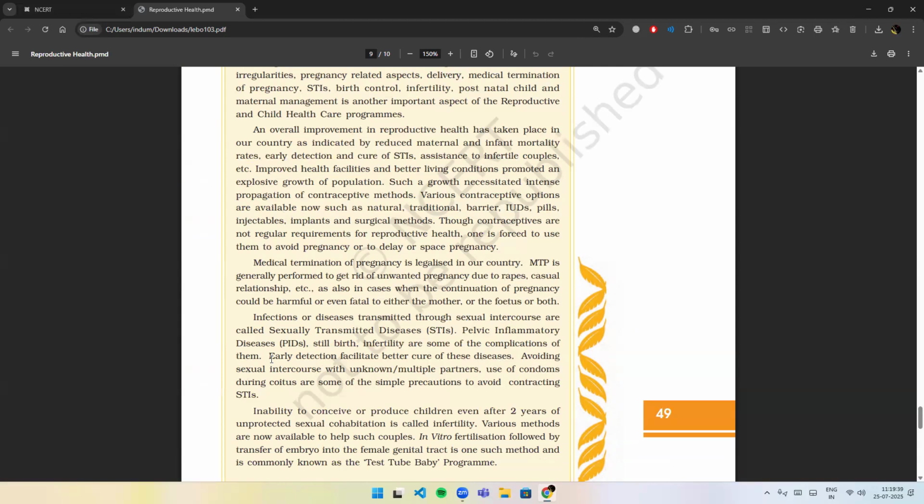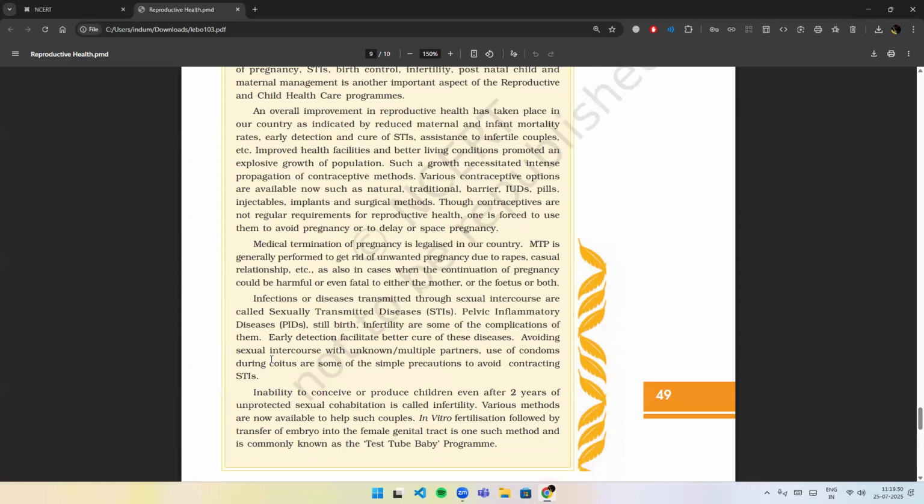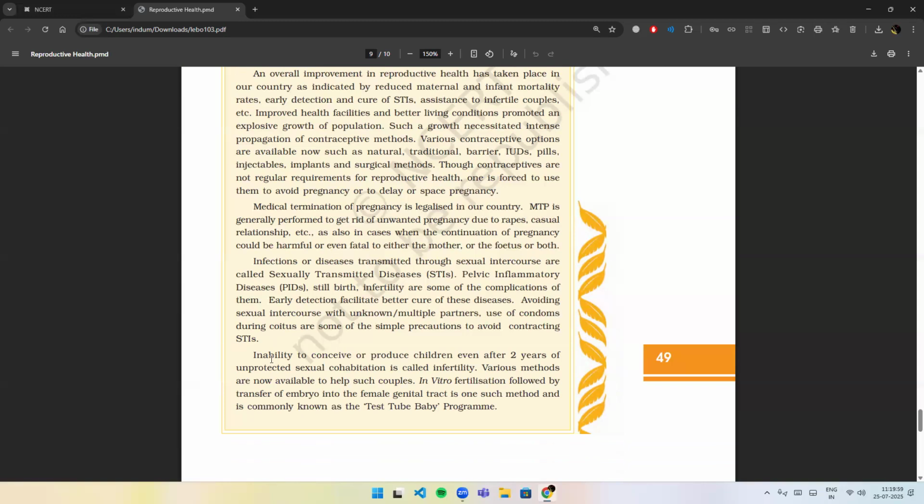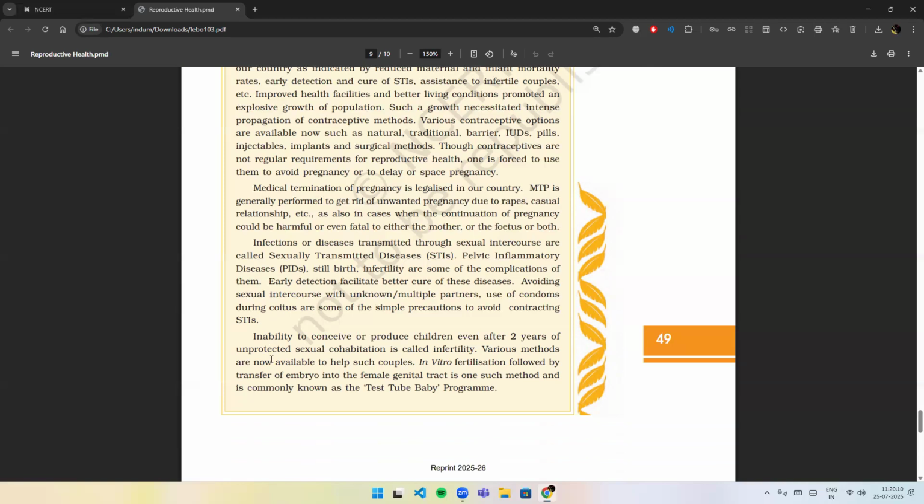Improved health facilities and better living conditions promoted an explosive growth of population. Such a growth necessitated intense propagation of contraceptive methods. Various contraceptive options are available now, such as natural, traditional, barrier, IUDs, pills, injectables, implants, and surgical methods. Though contraceptives are not regular requirements for reproductive health, one is forced to use them to avoid pregnancy or to delay or space pregnancy. Medical termination of pregnancy is legalized in our country.